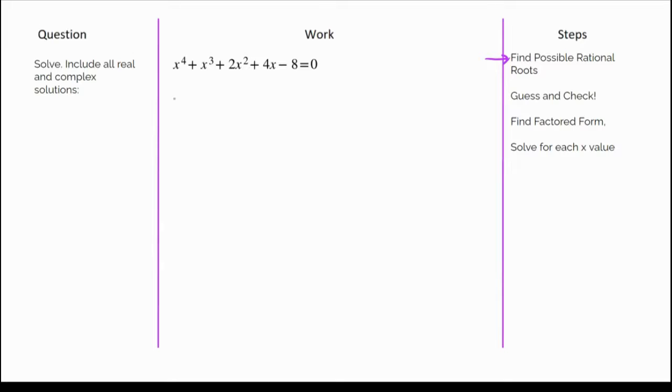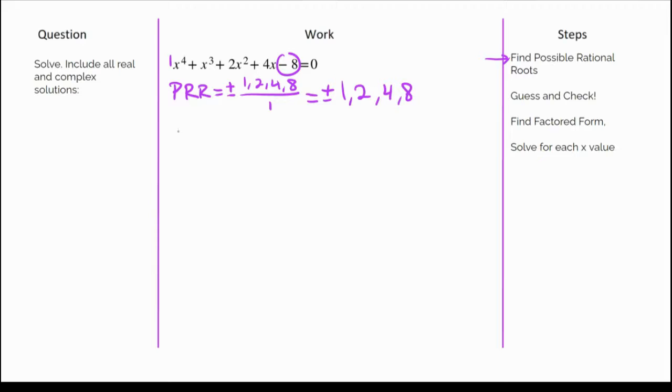So when I use the rational root theorem here, all of the possible rational roots are all of the factors of my constant over all the factors of my coefficient, which in this case is just 1. So when I look at these here, my possible rational roots are positive or negative 1, 2, 4, and 8. Now, there might be some non-rational roots, and we'll find those as we go.